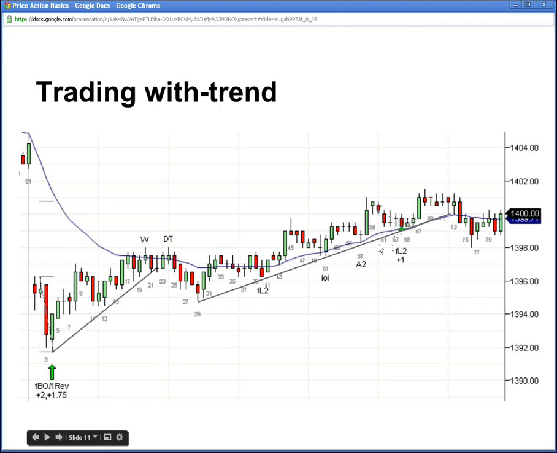So if the pullback is something like this, or if I consider this a pullback, it's a 2-point pullback. If the signal bar closed here, that's 2 points. That would be ideal. I would just buy it blindly because this is a reversal. This is the first deep pullback. It would make sense that it would at least give me my 2-point target.